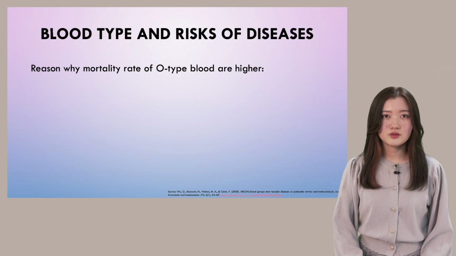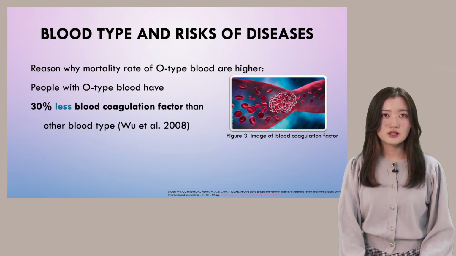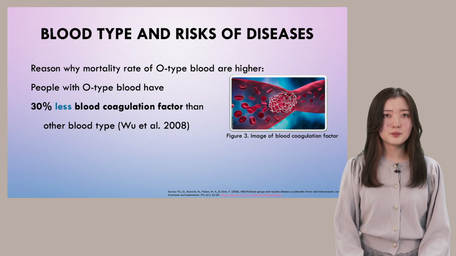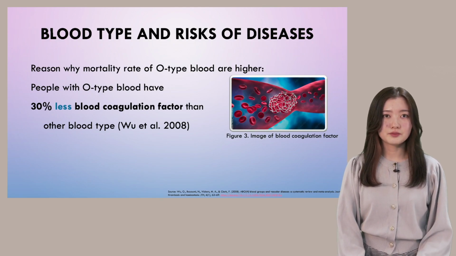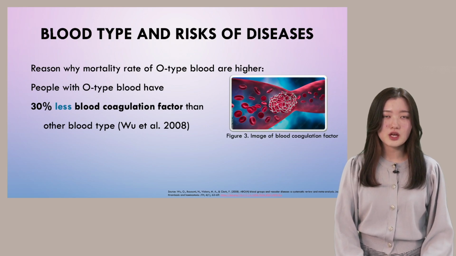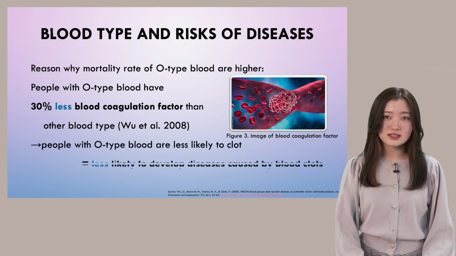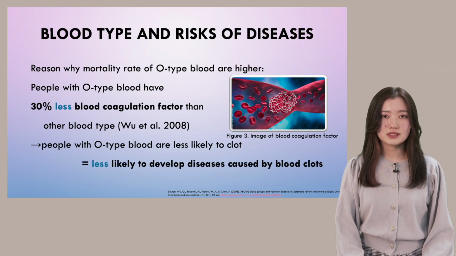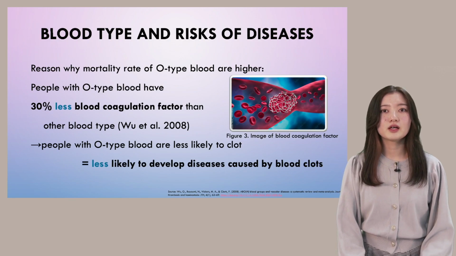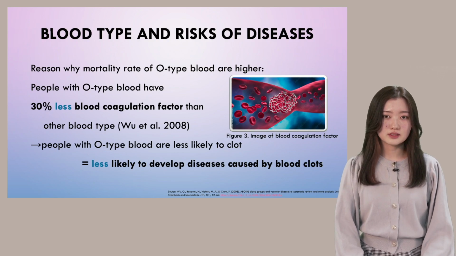The reason why the mortality rate for O-type was higher is that it is known that people with O-type blood have 30% less blood coagulation factor than those of other blood types. People with O-type blood are less likely to clot, which means that they're also less likely to form diseases caused by blood clots.